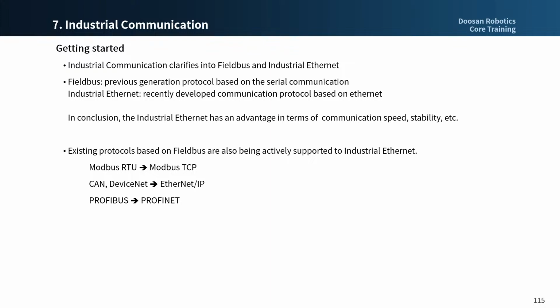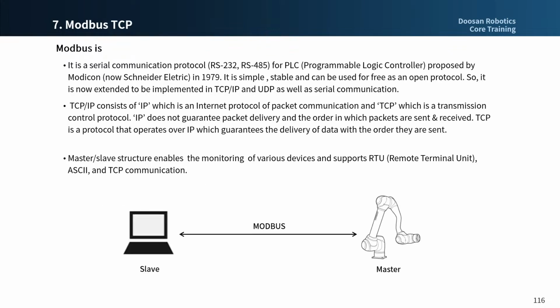On the left, field bus protocols such as Modbus RTU, CAN, and Profibus are still actively in use, while on the right are Modbus TCP, EtherNet/IP, and Profinet, which are based on industrial Ethernet. Modbus is a communication protocol for programmable logic controllers, PLC, created by Modicon in 1979. It's a simple, stable, and open protocol, so you can use it for free. Modbus has a serial-based RTU and an Ethernet-based TCP type.